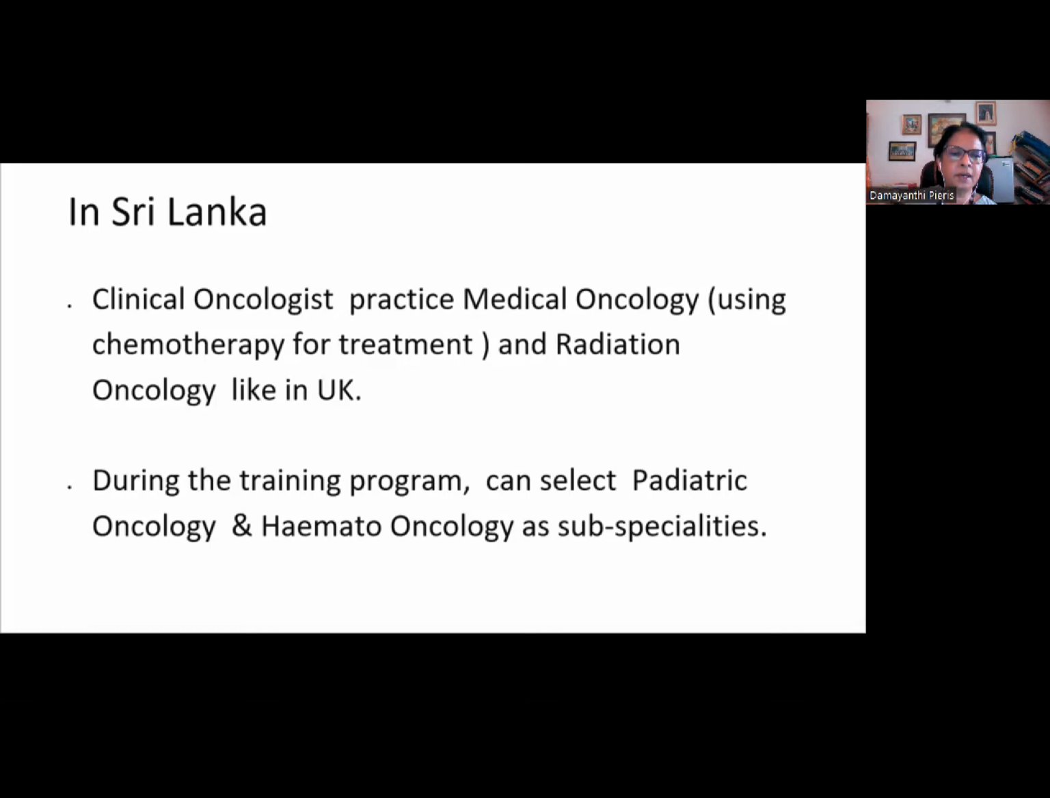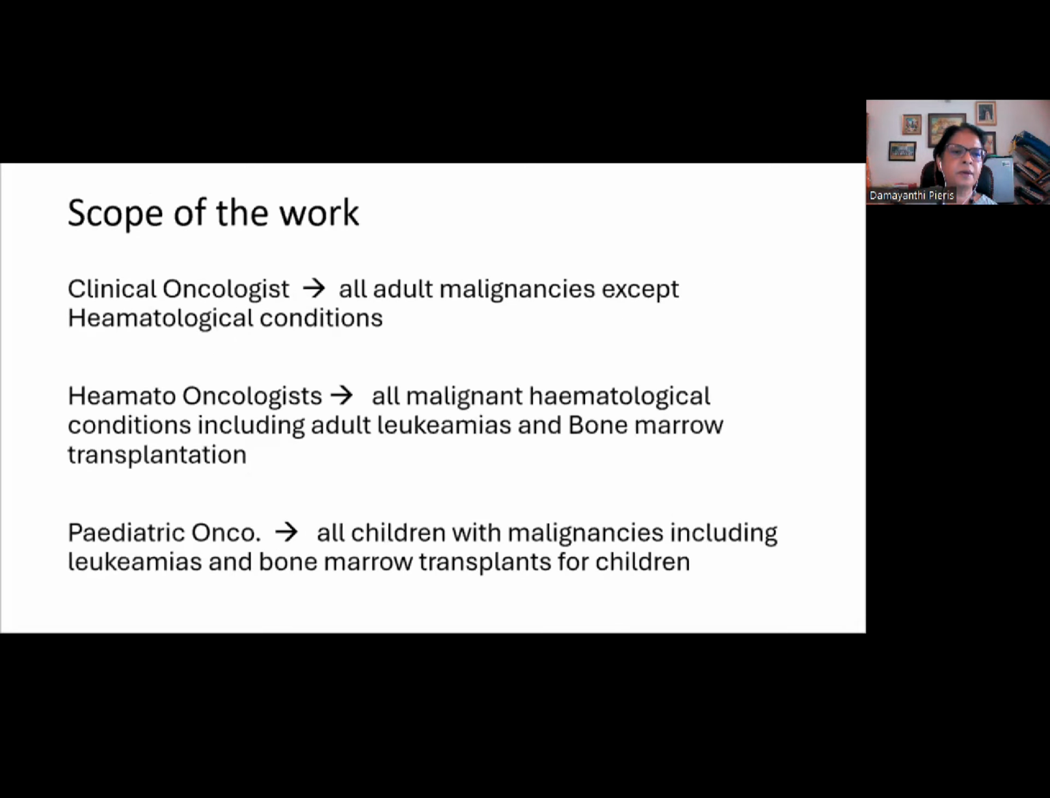And during the training program in our country, one can subspecialize into a pediatric oncologist or into a hemato-oncologist if you so desire. And the scope of the work of a clinical oncologist will include adult malignancies, except their hematological counterpart. Hemato-oncologists will handle all hematological malignancies, and bone marrow transplantation is within their forte. And pediatric oncologists will handle all malignancies, including leukemias or hematological malignancies and bone marrow transplants in children. And in our country, up to 18 years, we consider them in the pediatric age group.